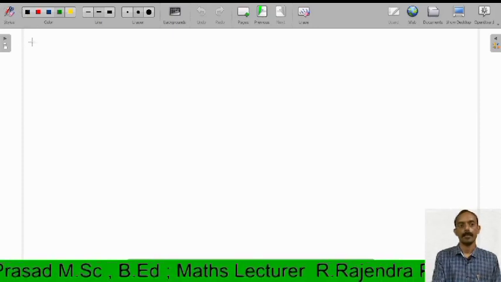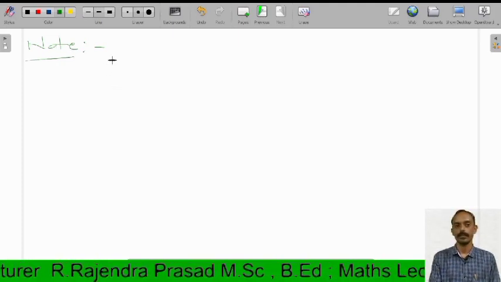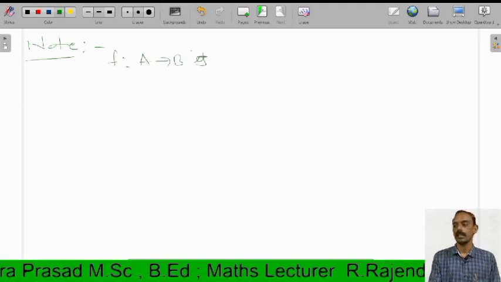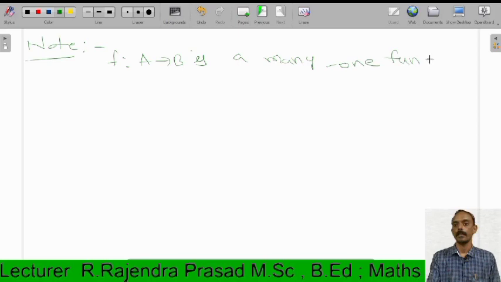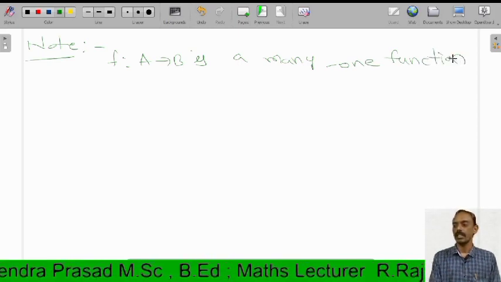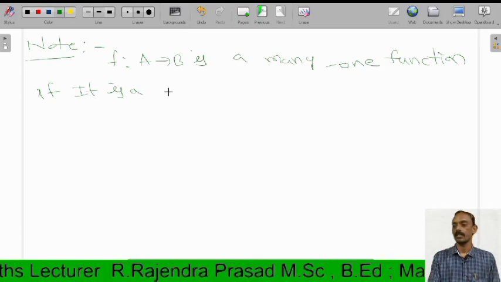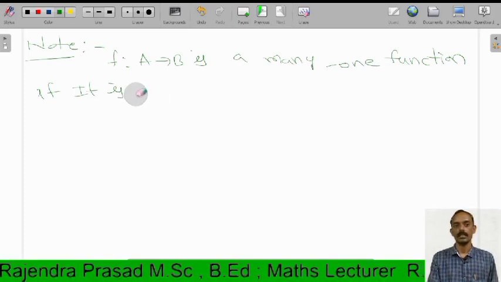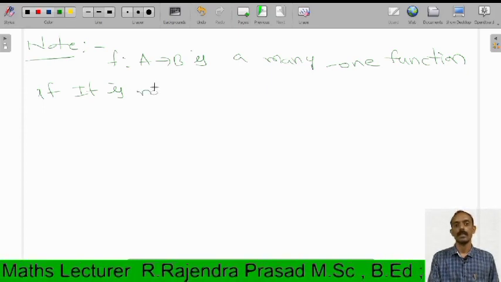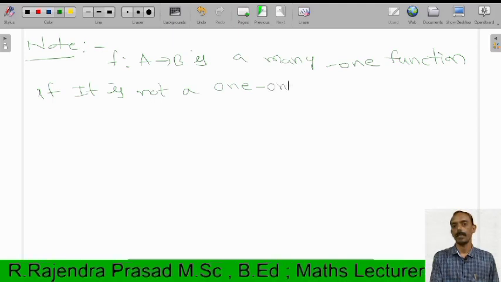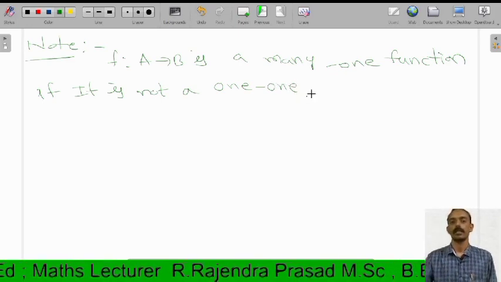Note. f: A to B is a many-one function if it is not a one-one function.